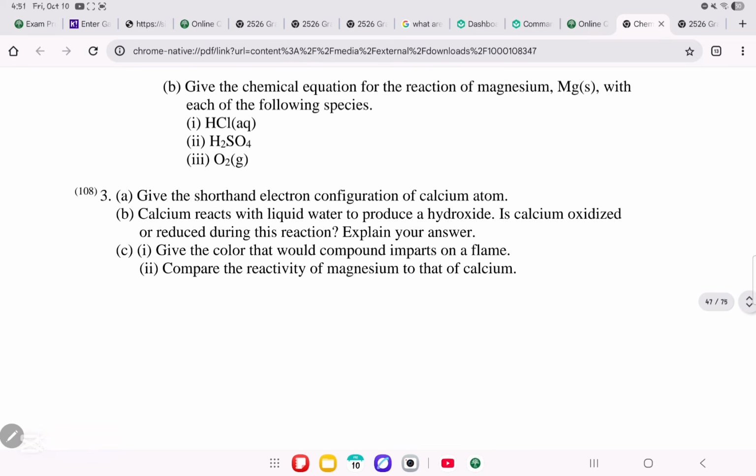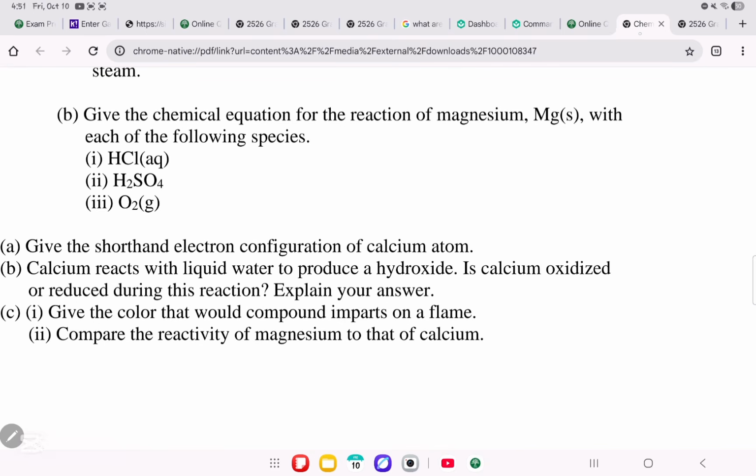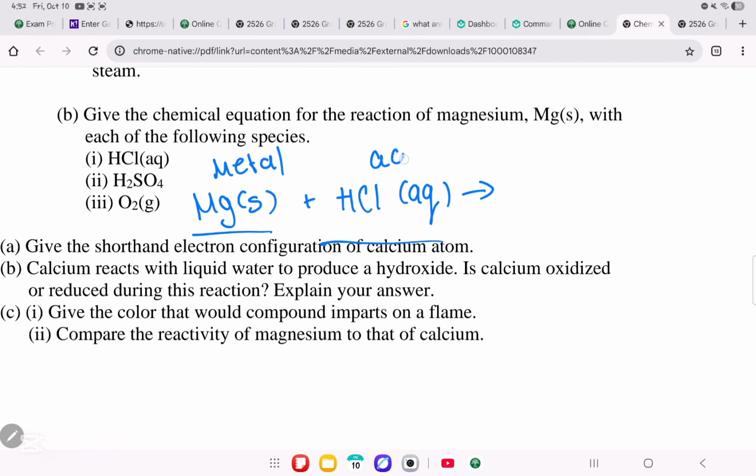Now we move on to part B. Give the chemical equation for the reaction of magnesium, Mg solid, with the following species. First of all, magnesium reaction with hydrochloric acid. Very, very important. Magnesium solid will react with hydrochloric acid, which is aqueous, in order to give us what? First of all, magnesium is a metal, hydrochloric acid is an acid. So metal plus acid usually gives us salt plus hydrogen. Okay? So metal plus acid gives us salt plus hydrogen.